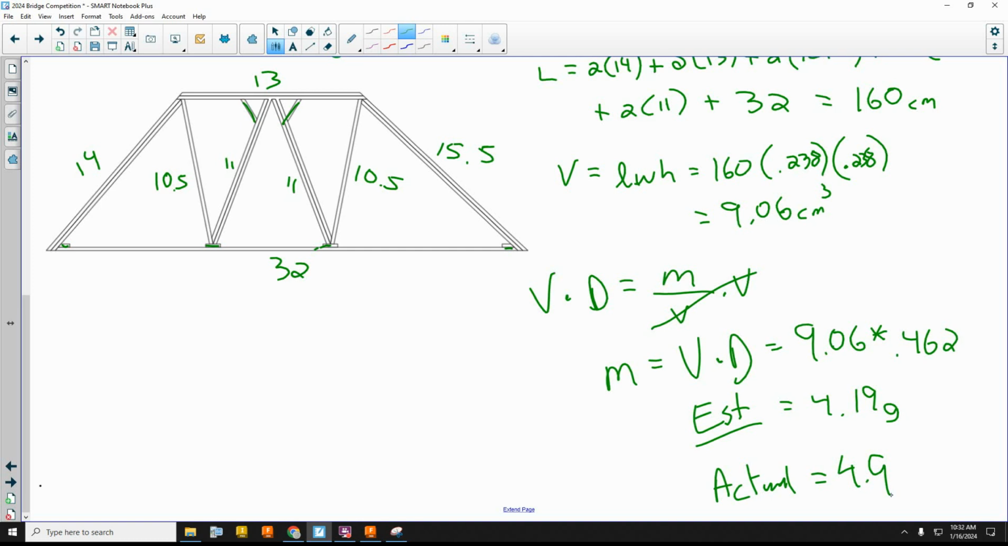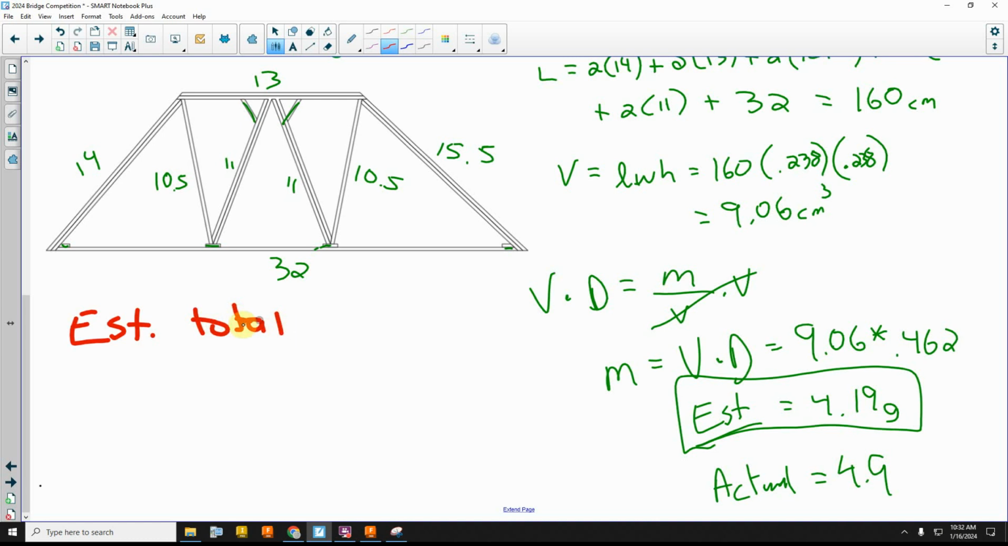So that estimated. Okay, what do we want to do with that estimated number? That is one truss. So to estimate the total bridge, take one truss. And I've been doing this a long time. It usually comes out pretty close. Times 3. Now, why are you taking one truss times 3? You got 2 trusses, plus you have the connecting pieces. Yeah, where are you putting your load on?